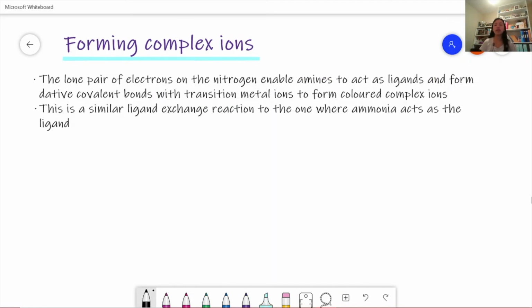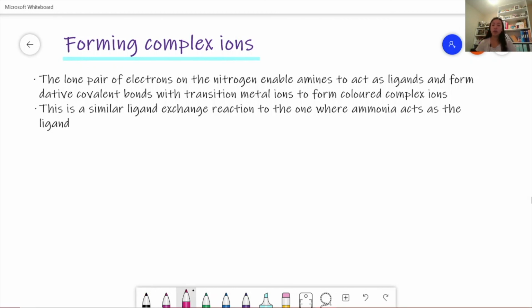Now we're going to talk about forming complex ions. So the lone pair of electrons on the nitrogen of these primary amines enable them to act as ligands and form dative covalent bonds with transition metal ions to form coloured complex ions. So as a reminder, ligands are species which have an electron lone pair available to donate to a transition metal ion to form these complex ions. And this is a similar ligand exchange reaction to the one where ammonia acts as a ligand.